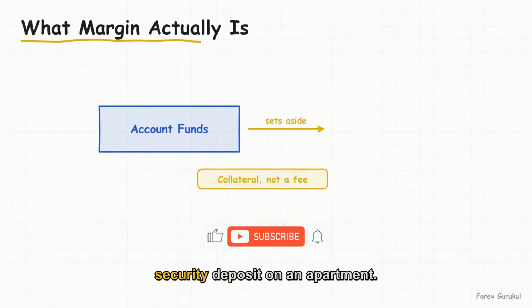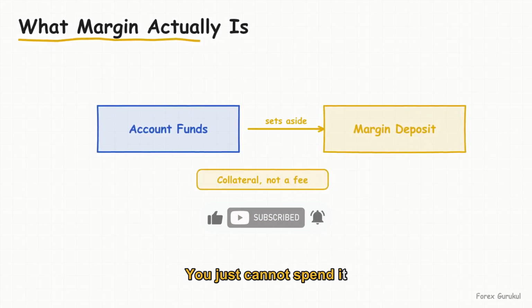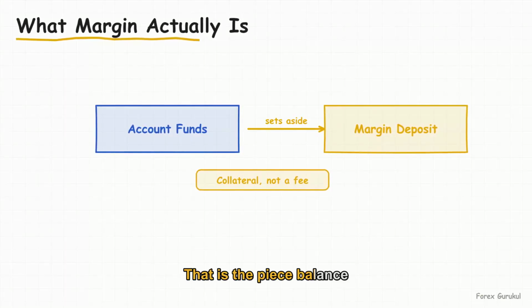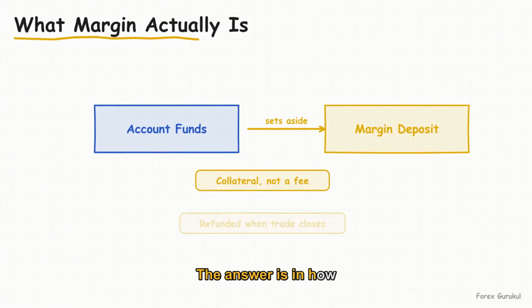Think of it like a security deposit on an apartment. It is still your money. You just cannot spend it on anything else while you are renting that position. That is the piece balance never shows you. But if it comes back eventually, why did it block Alex's second trade at all? The answer is in how long that deposit actually stays locked.